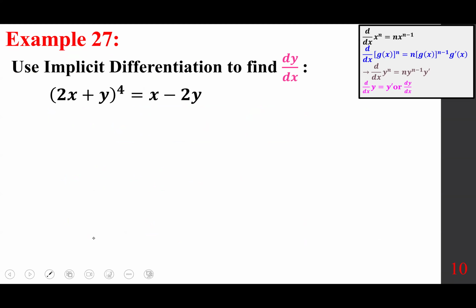We're going to continue with implicit differentiation. In this case, 2x plus y to the power 4 is x minus 2y. And we start, of course, with the left side. So we follow the extended power rule: 4 times 2x plus y cubed. Now times the derivative of the inside. The derivative of 2x is simply 2, and y is either y prime or dy dx, makes no difference. And we move to the right side. The derivative of x is 1 minus 2. Because we used y prime here, we're going to go with y prime.